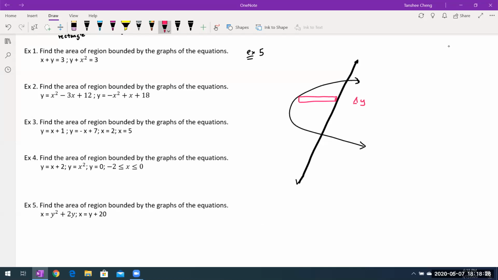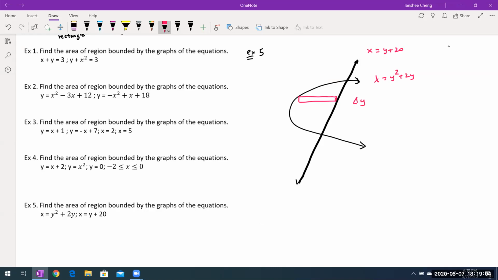width. But also the good thing about it is the height. The height of the rectangle will be this line minus this parabola right here. Okay? So that's how we can look at it. So here's the parabola, x equal to y squared plus 2y. And then the line is x equal to y plus 20.